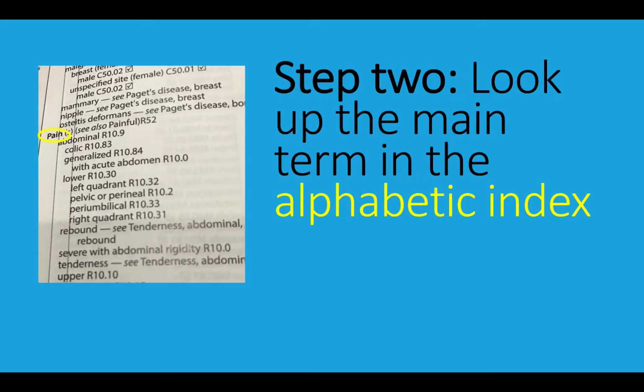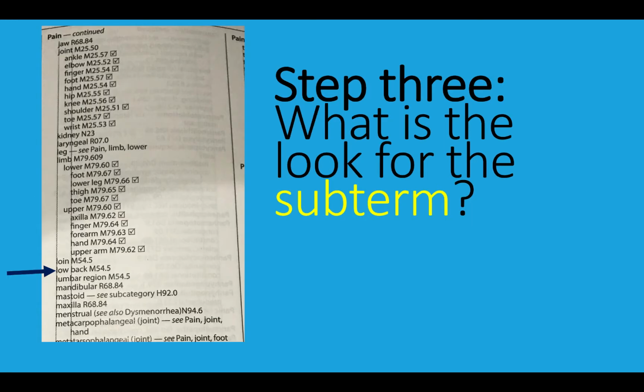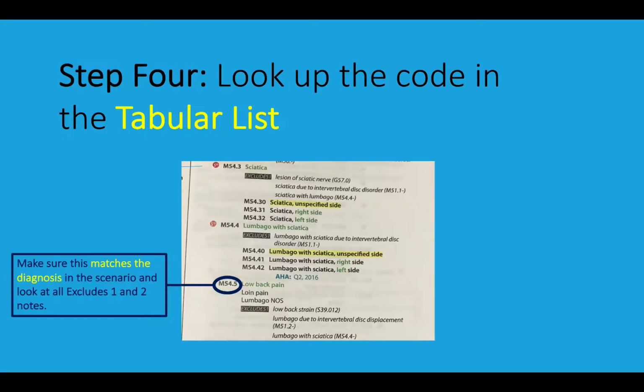Step 2, look up the main term in the alphabetic index. We'll go to the bold term pain, as you can see in this picture. Step 3, what is the subterm? The subterm in this case is low back. It is pointing us to M54.5. We must go to the tabular list to confirm. Make sure the diagnosis matches the scenario and look at all Excludes 1 and Excludes 2 notes, which we will go over in more detail later.